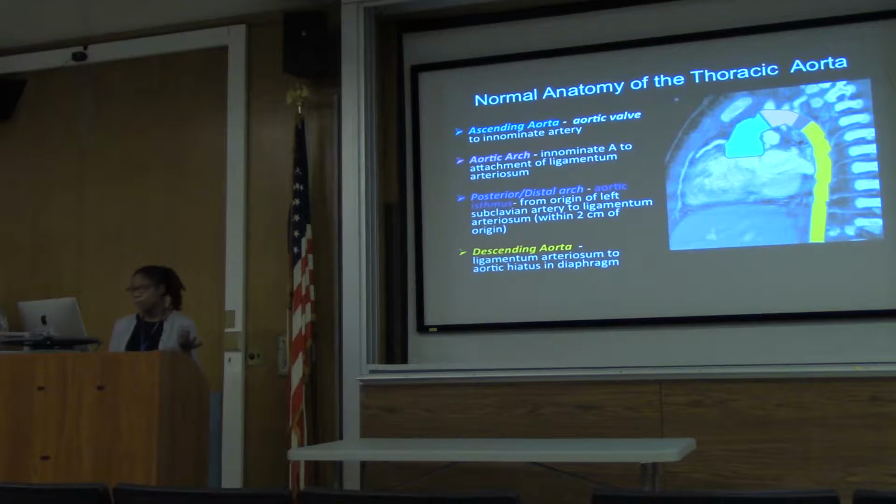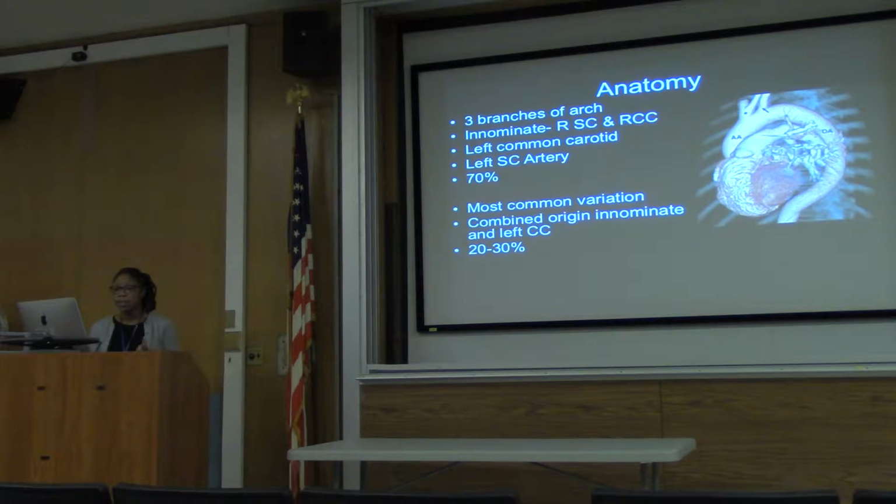Now, as you guys know, we have three main branches that come off the aorta: the brachiocephalic or innominate artery, followed by the left common carotid and the left subclavian. The brachiocephalic artery breaks into the right subclavian and right common carotid arteries. Sometimes the origin of the brachiocephalic artery and the left common carotid artery come off the same point, and that's called the bovine arch. We see that in about 20 to 30% of cases, but most people have the three separate branches coming off the arch.